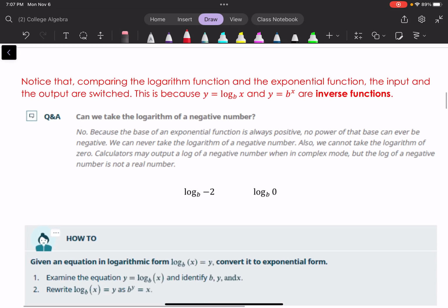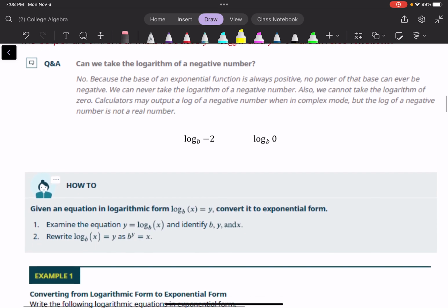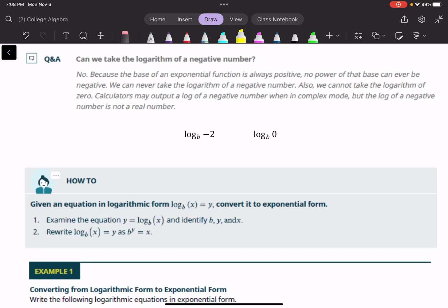Another important thing is that if we compare the logarithmic function to the exponential function, we find that the inputs and outputs are switched. This is because of that exact same relationship we saw before between the logarithm and the exponential. These are inverse functions.